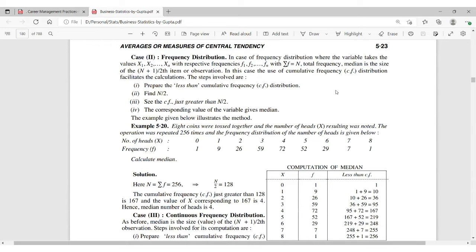In case of a frequency distribution, the variable takes values x1, x2 up to xn with the respective frequencies f1 up to fn. With total frequency N, the median size is the (N plus 1) by 2 th observation. In this case, we use the cumulative frequency distribution. See how we can do this for a frequency distribution.